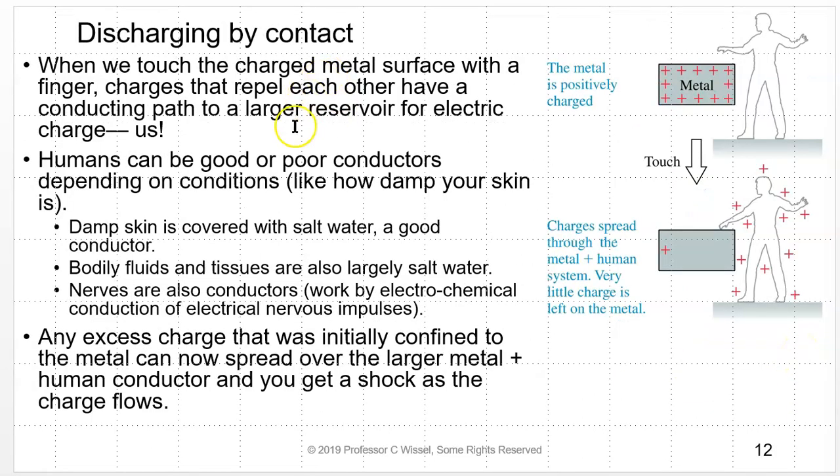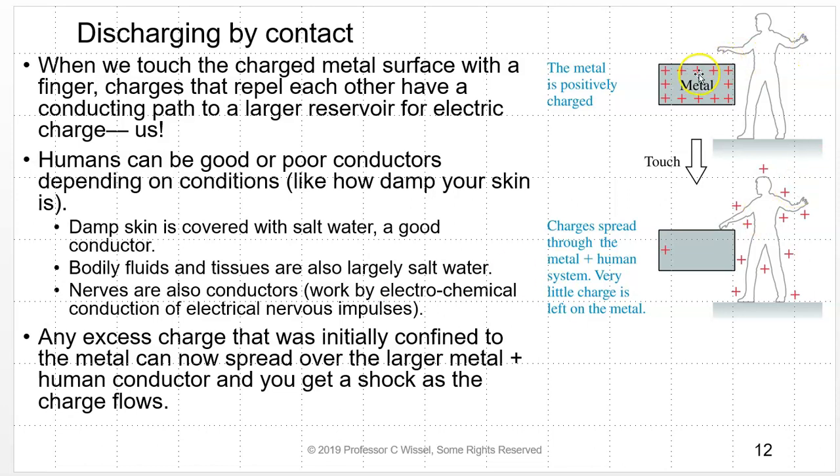Now, when we touch the charged metal surface with a finger, the charges that repel each other now have a new conducting path to a larger reservoir for electric charge, and that's us. Now, humans can be good or poor conductors depending on conditions, like how damp your skin is. Damp skin is covered with salt water, a good conductor. Bodily fluids and tissues also are largely salt water. Nerves are also conductors. They work by electrochemical conduction of electrical impulses. So in other words, you're basically an electrical machine. Depending on the conditions, you can be a very good conductor.